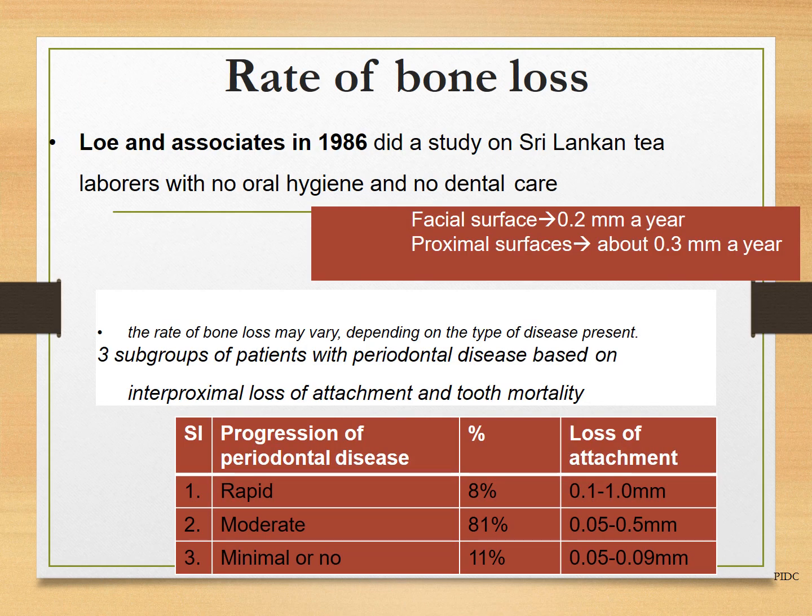So coming to the rate of bone loss, Löe and associates in 1986 did a study on Sri Lankan tea laborers with no oral hygiene and dental care. He found that on the facial surface the rate of bone loss is about 0.2 mm yearly, and on the proximal surface about 0.3 mm yearly. The rate of bone loss may vary depending upon the type of disease present, so it can be categorized into three subgroups: rapid, moderate, and minimal, based on interproximal loss of attachment and tooth mortality.